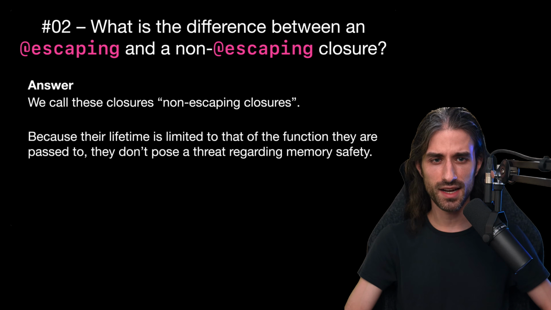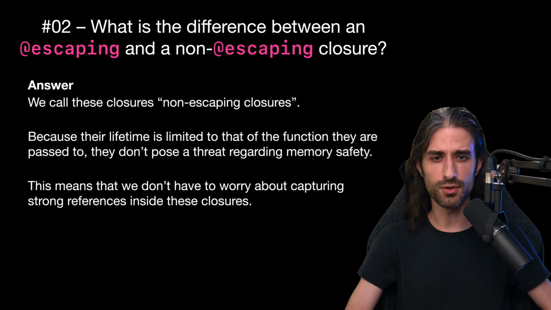And because their lifetime is limited to that of the function they've been passed to, they don't pose a threat regarding memory safety because they cannot create a memory leak since their lifetime is limited. This means that inside a non-escaping closure, we don't actually need to worry about capturing a strong reference because it's just not possible for such a closure to lead to a retain cycle.